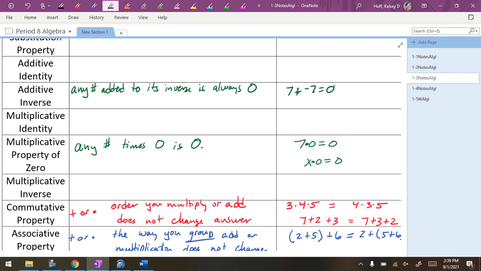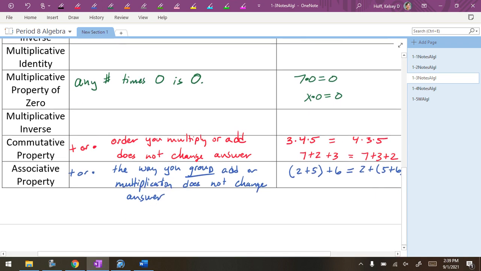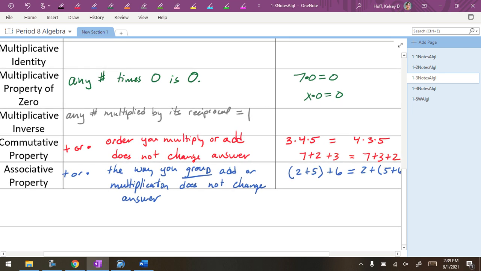So let's go down to multiplicative inverse. This one's not as straightforward. Multiplicative inverse says any number multiplied by its reciprocal equals 1. Any number multiplied by its reciprocal is 1.